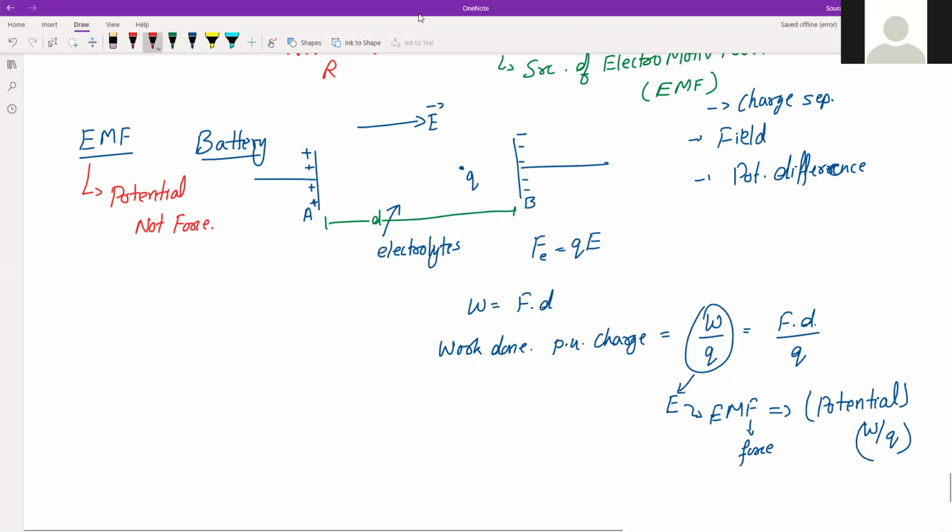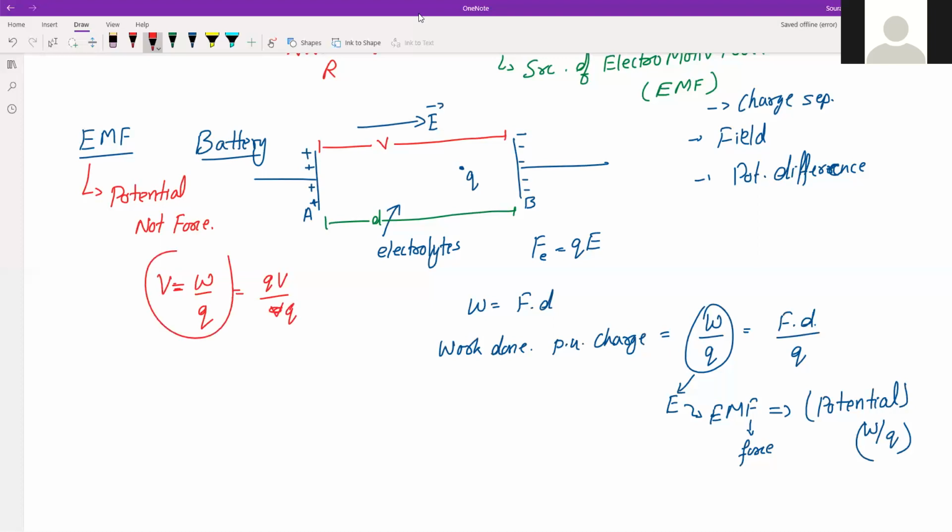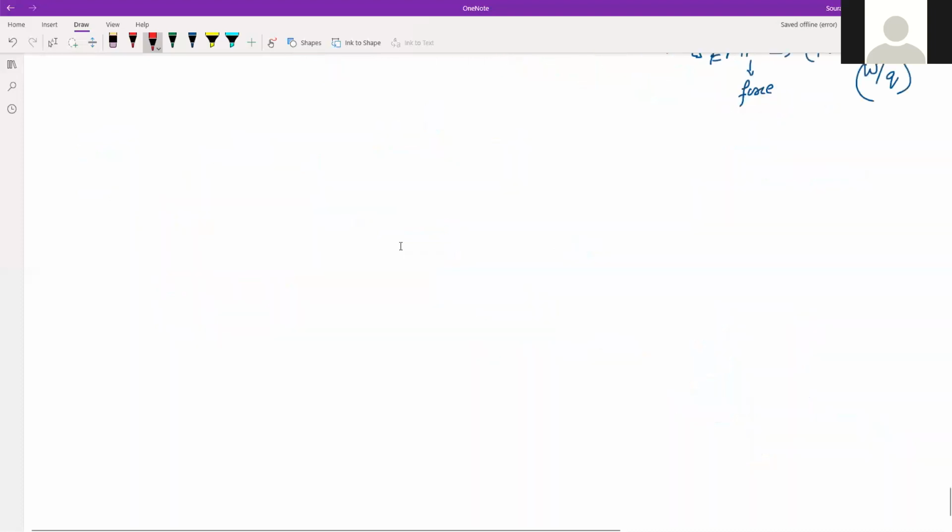Now, suppose there is some potential difference between these two, that is V. Then we know that V is equal to the work done divided by Q, which is equal to QV divided by Q. And this V is represented by E or EMF, that is electromotive force. So we have "force" there, but that is not exactly force. That is actually work done per unit charge, or the potential.